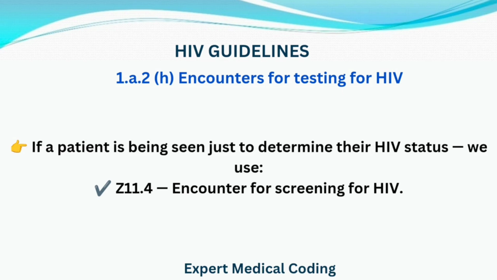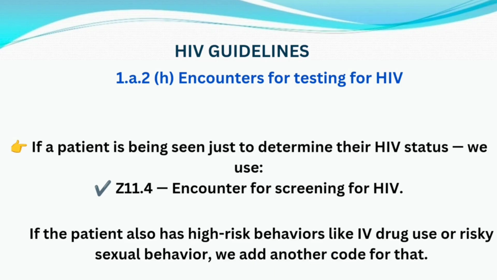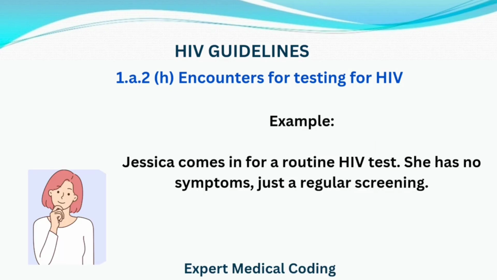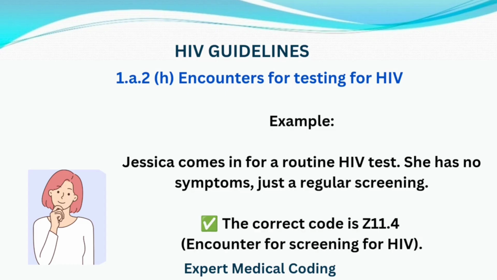Now let us see it in more detail. So if a patient is being seen just to determine their HIV status, we use code Z11.4 encounter for screening for HIV. If the patient also has high-risk behaviors like IV drug use or risky sexual behavior, we add another code for that too. Let's see an example. Jessica comes in for a routine HIV test. She has no symptoms, just a regular screening. In that case, we'll be assigning Z11.4 encounter for screening for HIV.